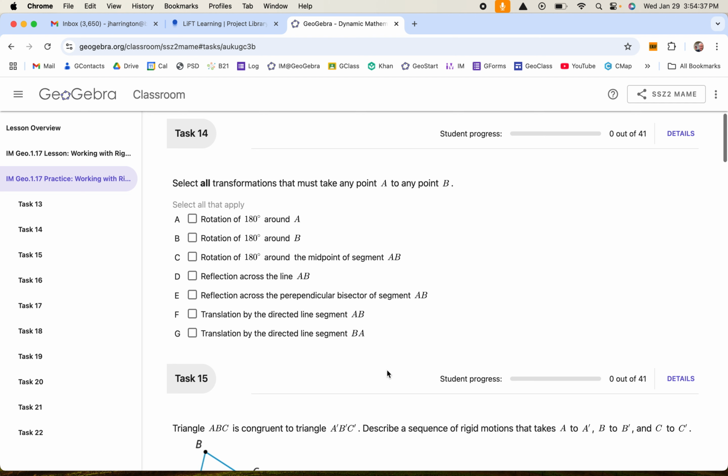Task 14. Select all transformations that must take any point A to any point B. So which of these statements would definitely, 100% of the time take point A and get it to land on point B? That's the question. You're just going to have to look at all of these and figure it out. Check each one. Read the first one. Does that work? Is that always true? If it is, check it off. If not, don't check it and move to the next one. You have to go through all of them, and think through it.